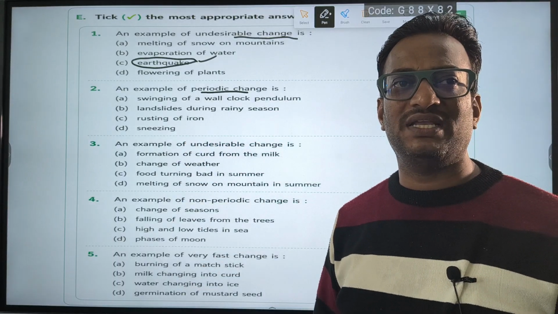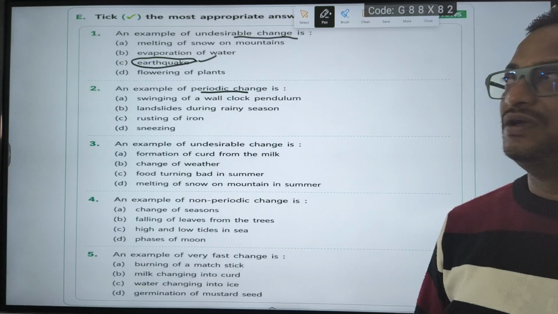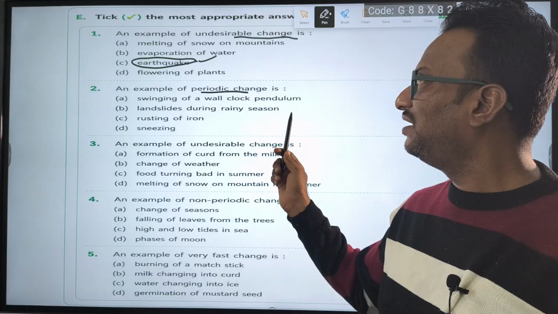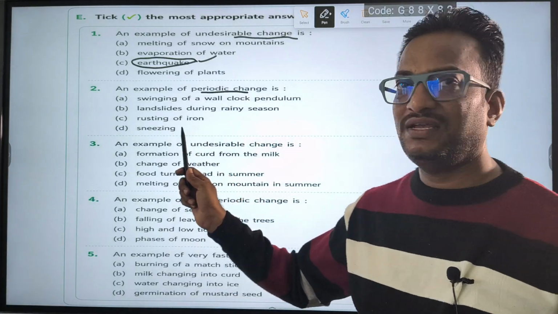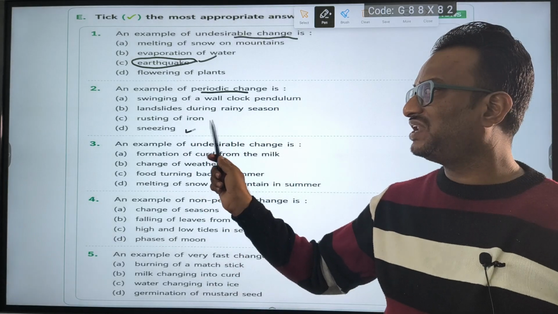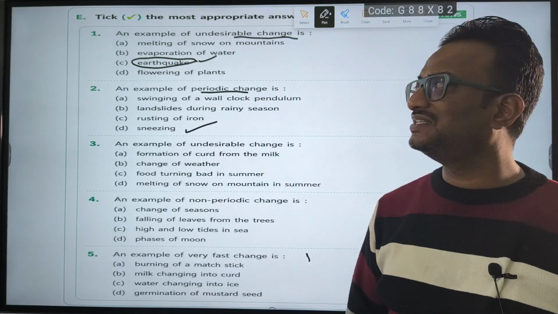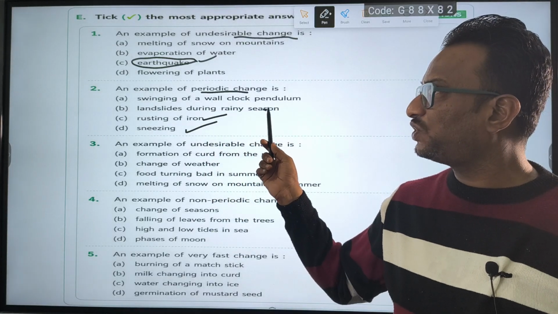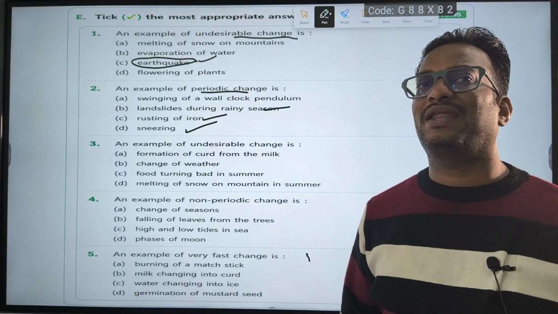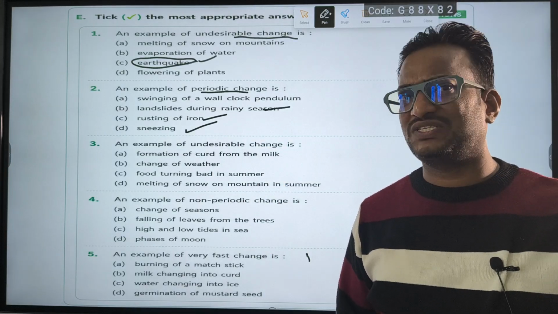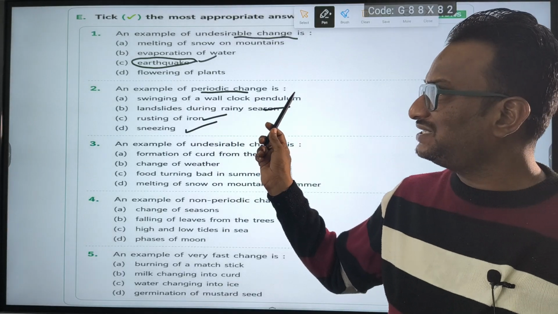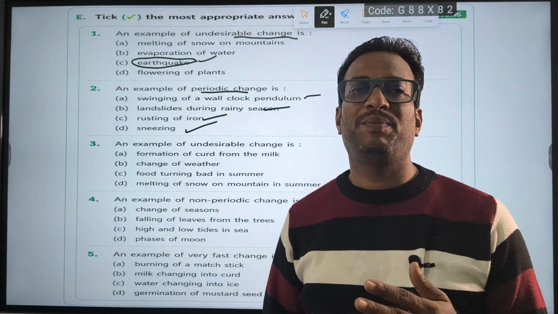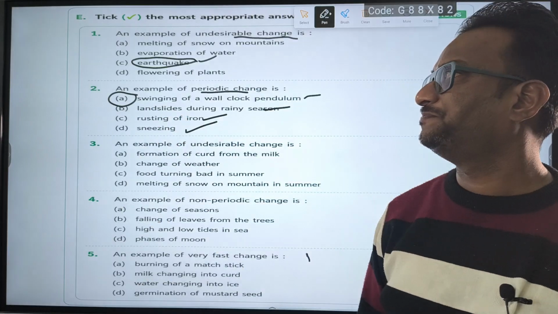One more, an example of periodic change. What is meant by periodic change? It should happen regularly. So, swinging of wall clock pendulum, landslides during rainy season, rusting of iron, sneezing. Sneezing will come occasionally, you won't get daily sneezing. And rusting of iron takes a lot of time. And landslides due to rainy season come only in the rainy season, and are confined to a few places only. So the periodic change that regularly happens is the wall clock. Swinging of wall clock pendulum is a periodic change. The right option is A.